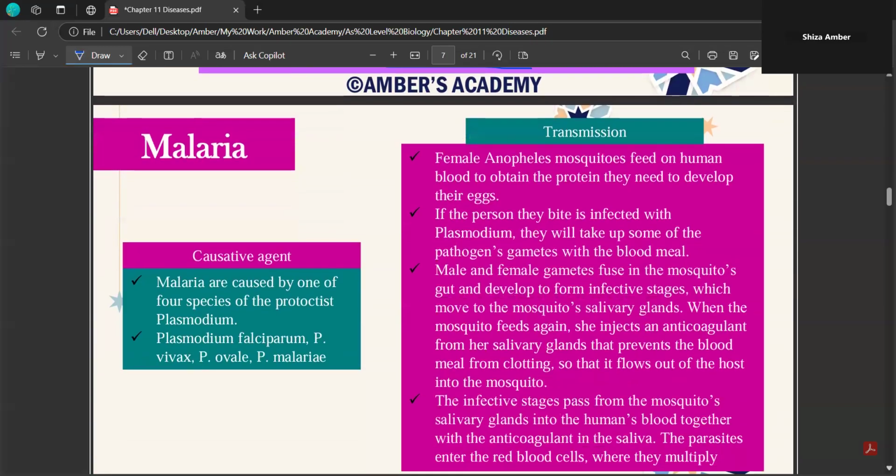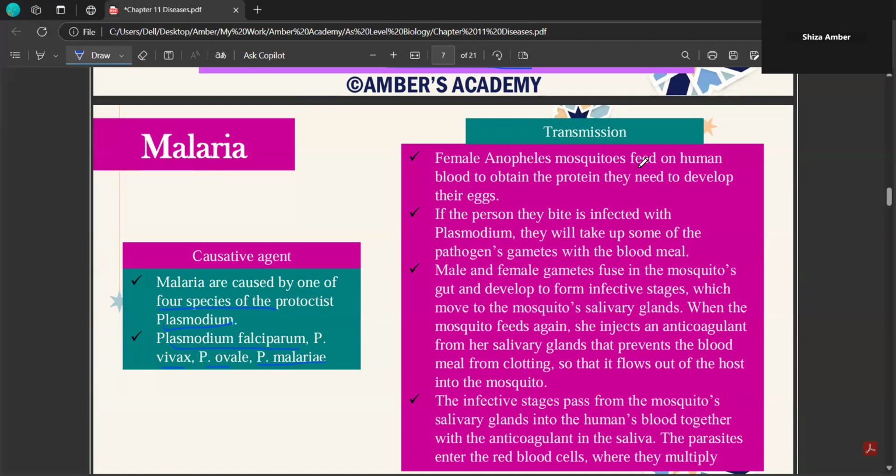Then we have malaria. So the causative agent, earlier I mentioned that you need to know the four species of this protoctist Plasmodium, because sometimes they ask you to write two of them. So you need to know the names Plasmodium falciparum, Plasmodium vivax, Plasmodium ovale, and Plasmodium malariae. I'll advise you to learn all four of them, but two of them are your bare requirement. You need to know two of them.